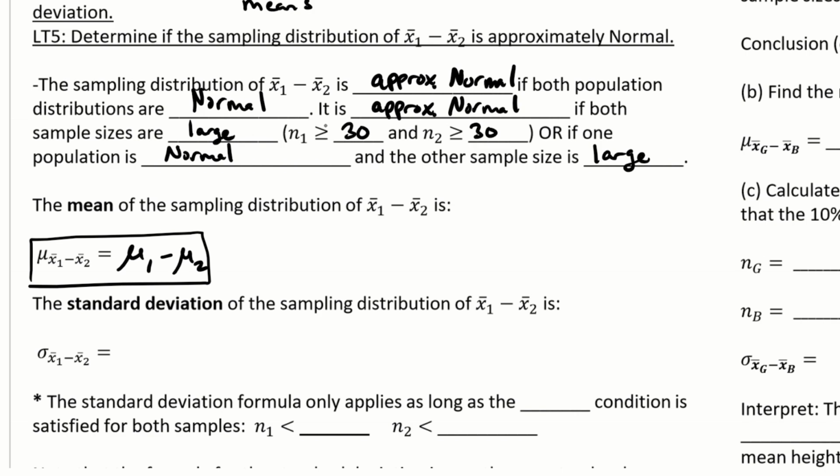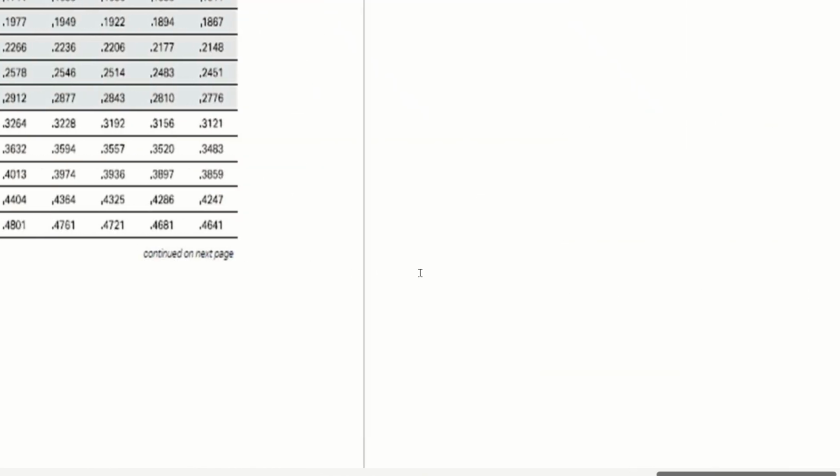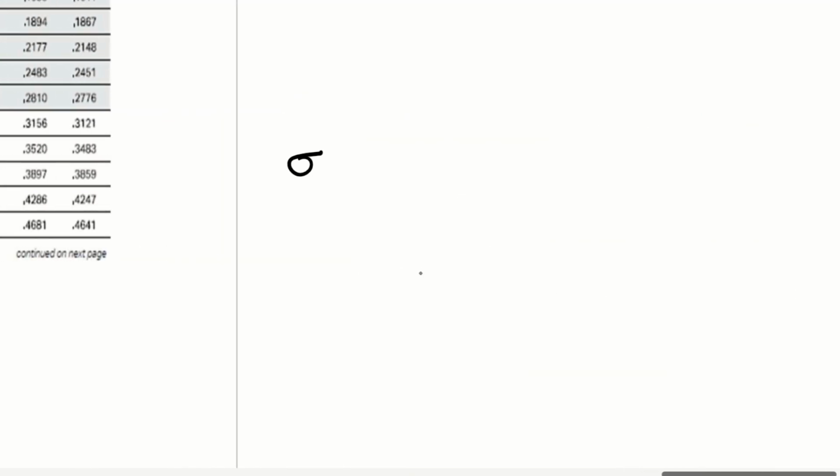To find the standard deviation formula, let me just briefly review that for you. Remember that sigma A minus B, in order to calculate this, remember that standard deviations do not add or subtract. In fact, even if you have a difference, it's not subtraction, it's addition of the variances, not the standard deviations. So you can only add variances. You can't add the standard deviations in the same way.